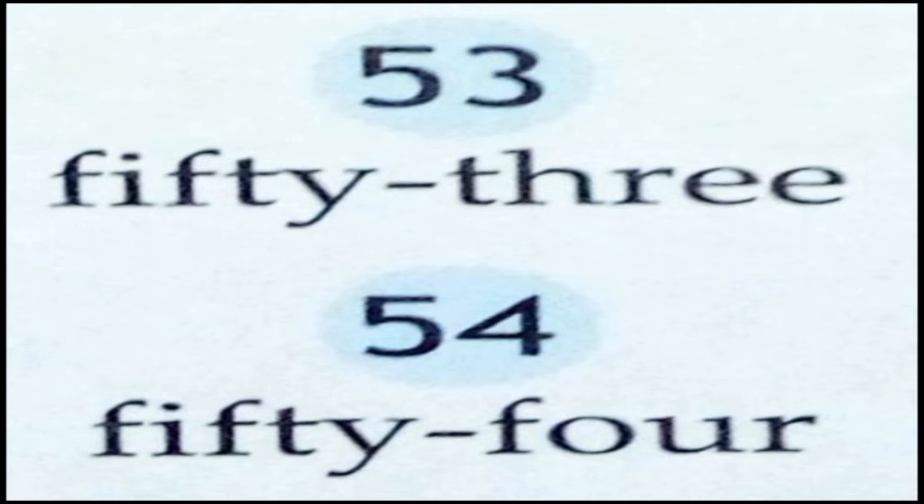Beta, 54 mein, jo 4 hai, wo ones hai, aur jo 5 hai, wo kya hai, beta? Tens. Now, next is 55. F-I-F-T-Y, 50, F-I-V-E, 5, 55. 56. F-I-F-T-Y, 50, S-I-X, 6, 56. Beta, 56 mein, jo 6 hai, wo kya hai, beta, hamara? Ones. Aur jo 5 hai, wo hai hamara? Tens. Okay, students?